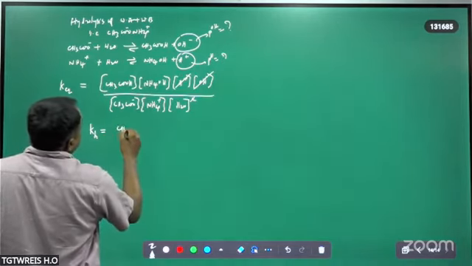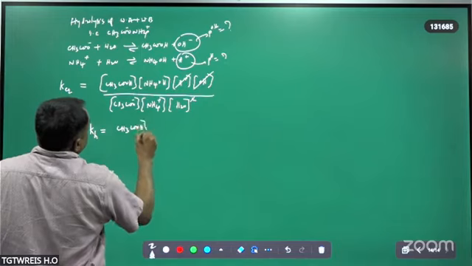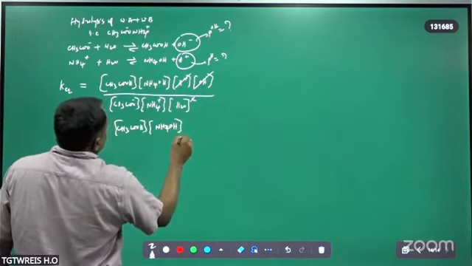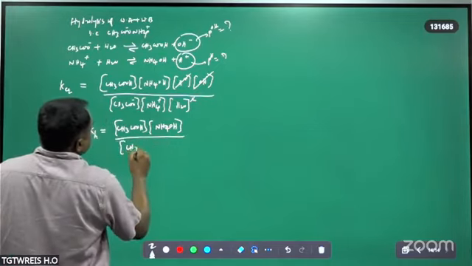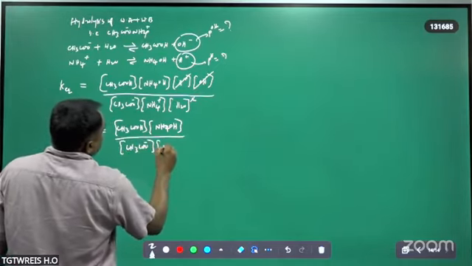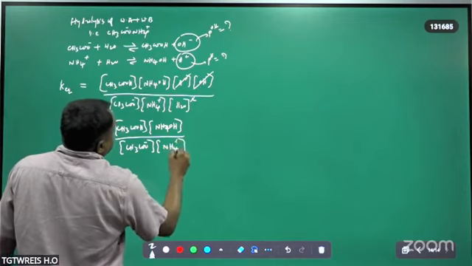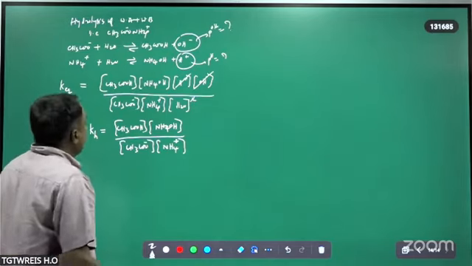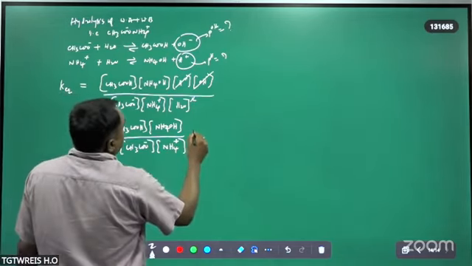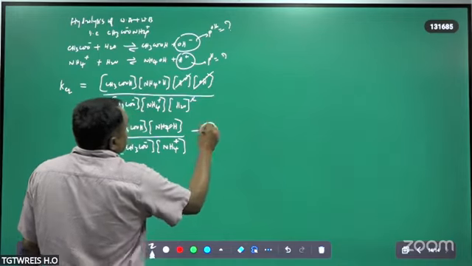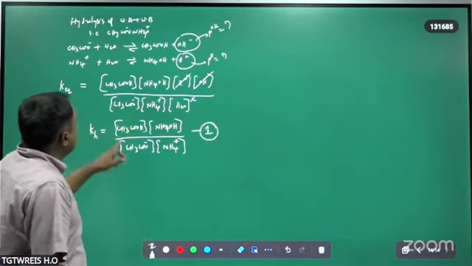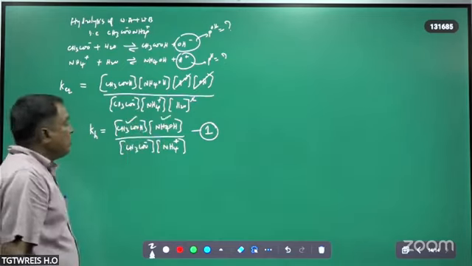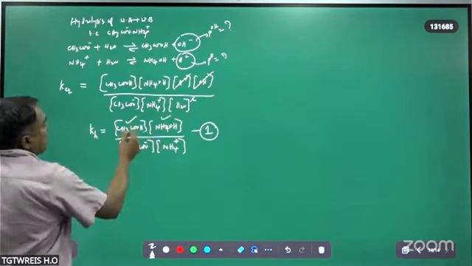So it is equal to what? CH3COOH into NH4OH by CH3COO- and NH4+. So in this type of salts, both cation and anion of the salt will undergo hydrolysis. Therefore, this is equation number 1. So in this we have what now? This is the weak acid now, and this is the weak base. Therefore, we have to find the ionizations of these two now.